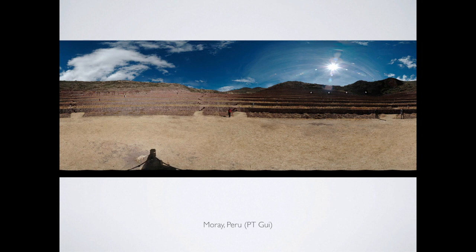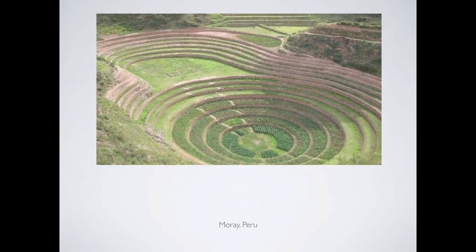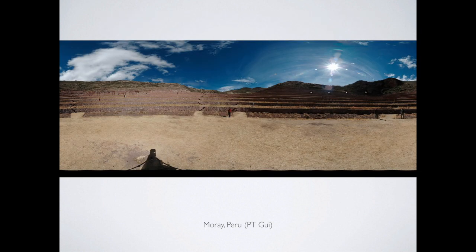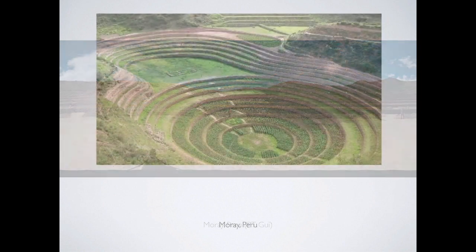So here's an example. This is in Moray in Peru. And I show this example because one of the things in an unrolled panorama that you have to be aware of is that things that are straight in real life appear to be curved in an unrolled panorama. Things that are curved in real life appear to be straight. So here we have a panorama, and we've got all these straight walls going across it. In reality, it's shot from the center of this. So it's perfectly circular, which is why in the panorama we get straight lines all the way across. So it's one of those things that you have to kind of get used to seeing.